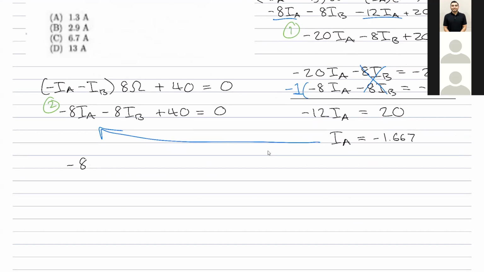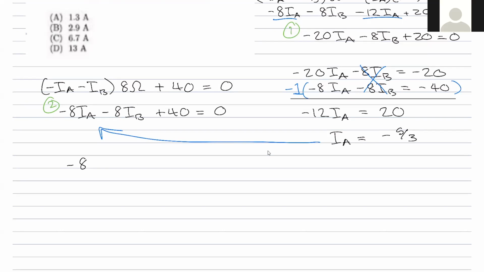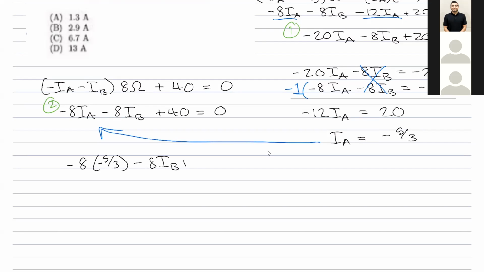I think the exact is like 5 over 3 or something. Let's use the exact. Okay. What is that? Times 8 is 40 over 3 plus.